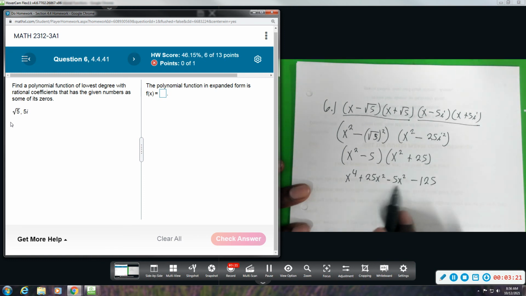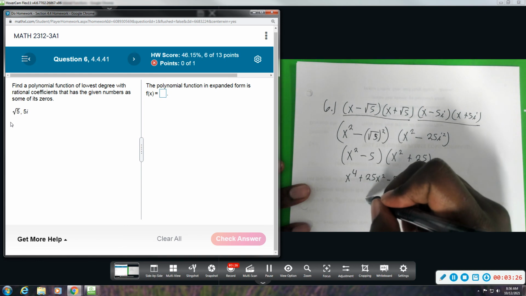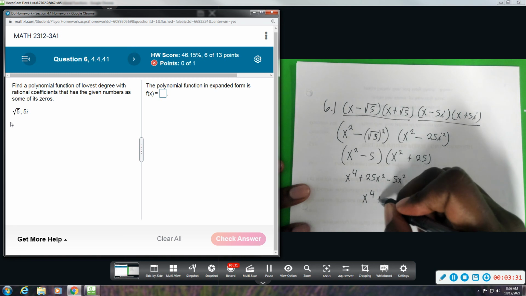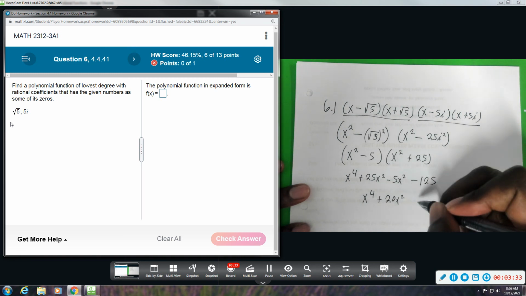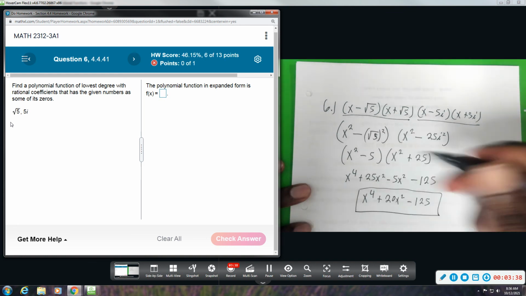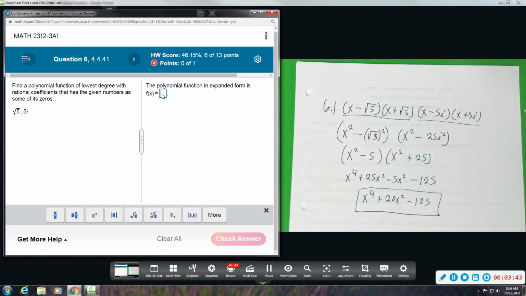All right, we're going to combine the two terms in the middle because they're both x squared. So 25 minus 5 is going to give us 20. So we'll have x to the 4th plus 20x squared minus 125. So here's our polynomial in expanded form.